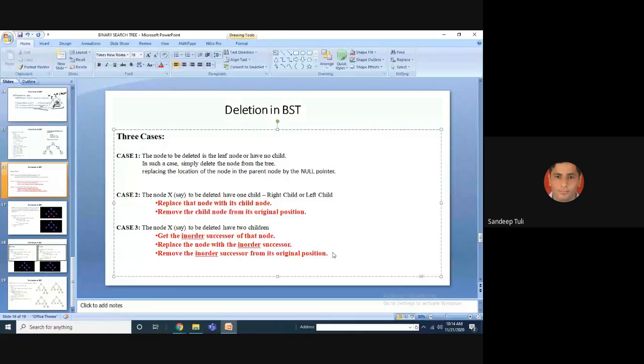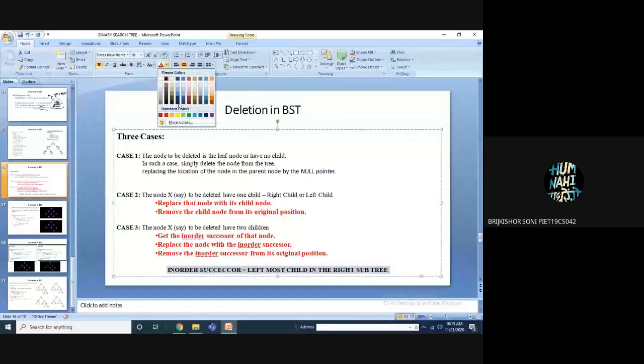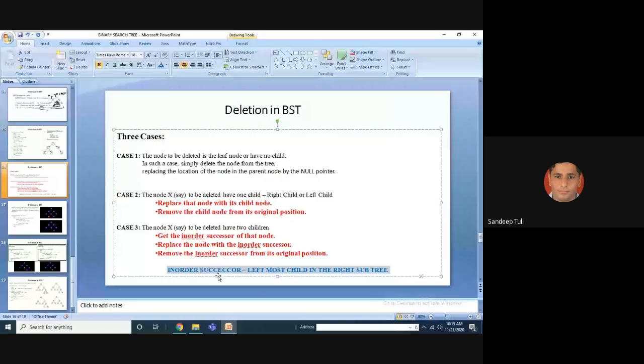So in order successor is equal to the leftmost child in the right subtree. Is it okay? We have seen that also in the previous class. In order successor will always be the leftmost child in the right subtree.